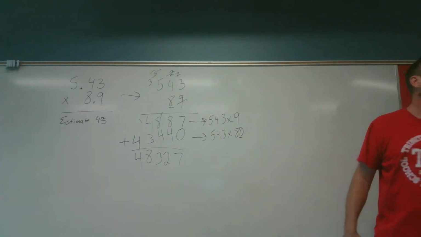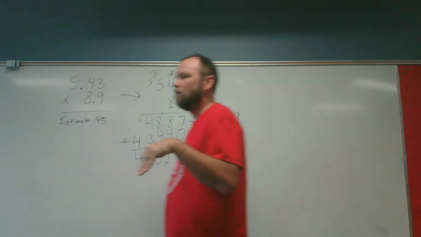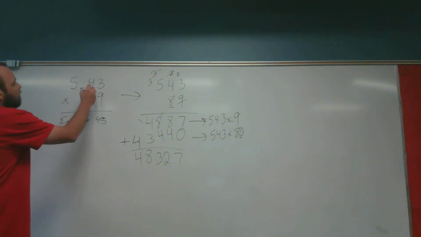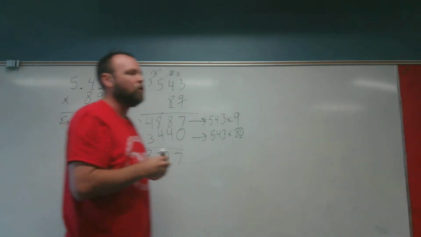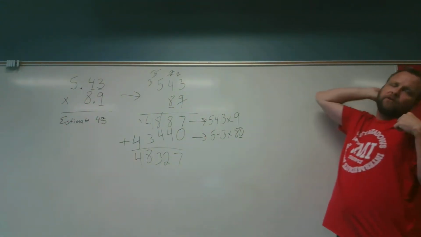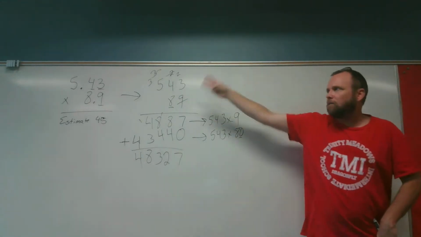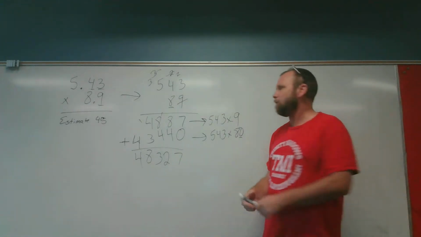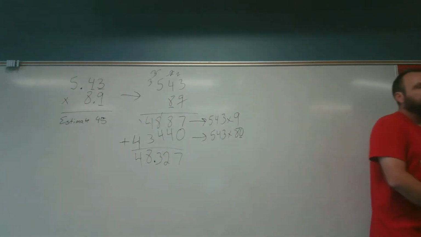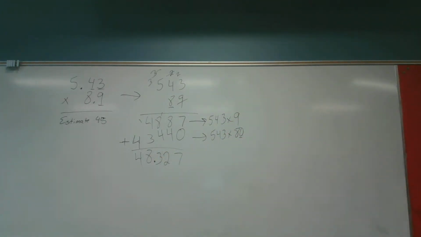Now, we know our estimate was around 45. That's going to help us figure out where we put our decimal point, Eric. It's going to really help us. But also, we can go back and look. Paul, how many numbers are behind the decimal point in this problem? 3. If there are 3 numbers behind the decimal point in the problem, there have to be 3 behind it in the answer. So that's also going to help you figure out where the decimal point goes in. Paul, is that answer reasonable compared to our estimate? Yes. Okay, good.